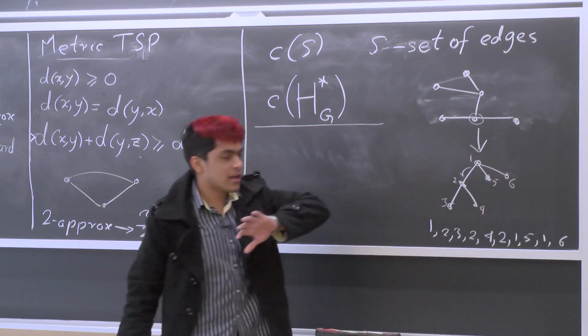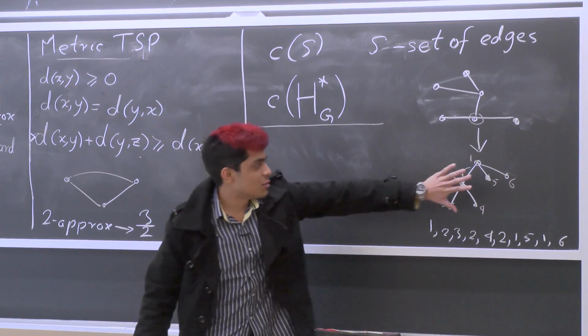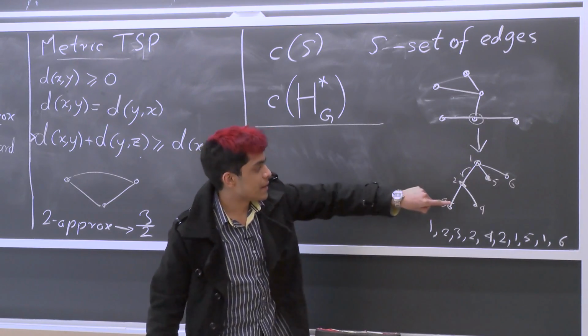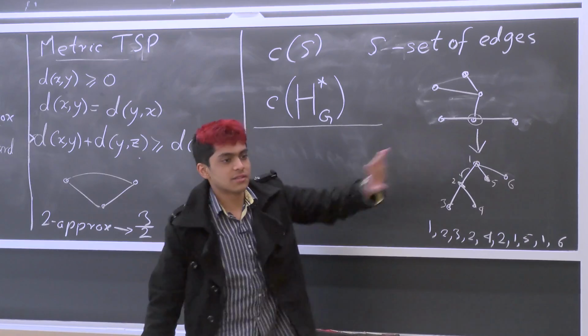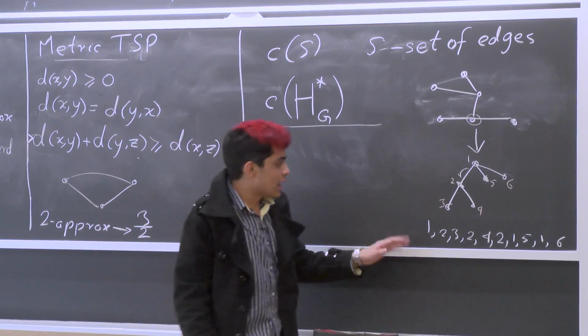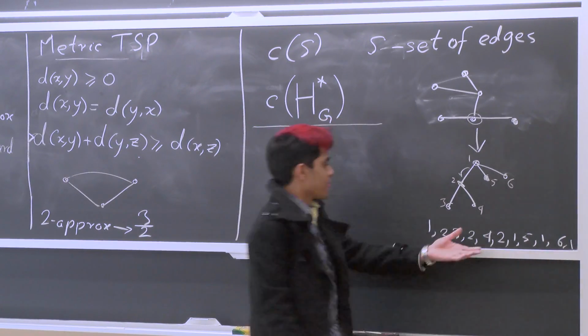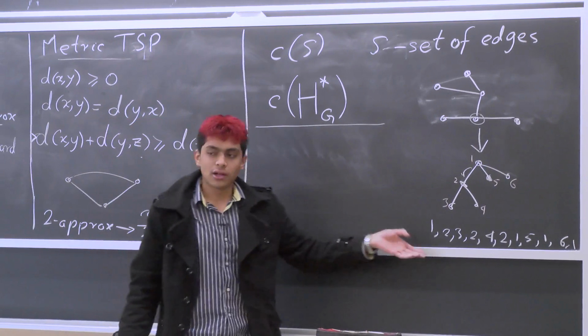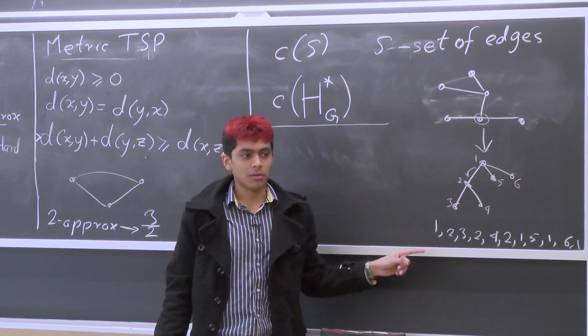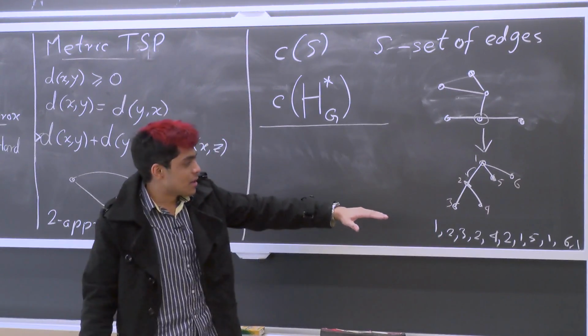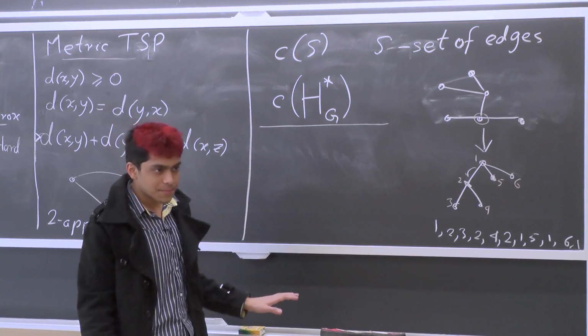So basically, you're ignoring the rest of the graph. You find your minimum spanning tree, and you follow all the paths, follow them back up, and just do a DFS traversal. And then you reach back to 1. Well, it visits all the vertices. It visits some of them more than once, which is a problem, which we'll deal with shortly. But it visits all the vertices, and it's a cycle.